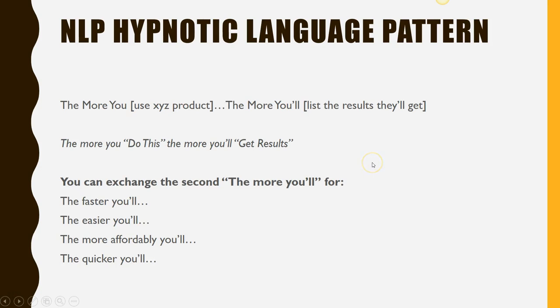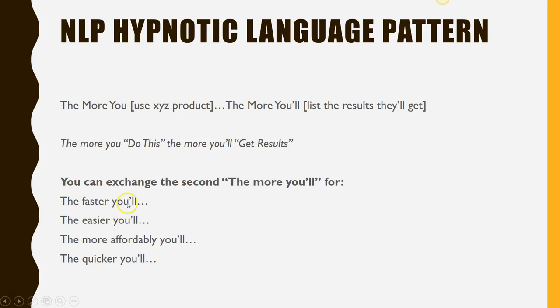Okay, so the more you use your product, the more you use XYZ products, the faster you'll, the easier you'll, the more affordable you'll, the quicker you'll, okay? And that means the quicker they'll get the results that they want. So you can come back to this anytime. And ask yourself, do my people want something that works faster? Are my people looking for a solution that is easier? Is my person looking for something that's really affordable? Or is my person looking for something that's quicker? Quicker and faster are essentially the same thing.